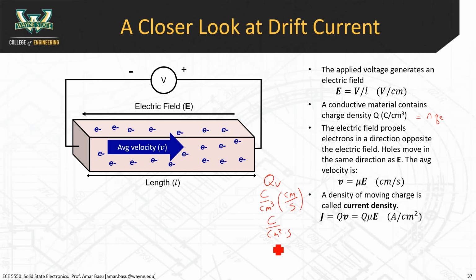All right. Now, this part here, coulombs per second. What's coulombs per second? That's current. Remember, current is coulombs per second. That 1 amp is 1 coulomb per second. So this part here is an amp, and so the units that you're left with is amps per centimeter squared. That's what you see here.